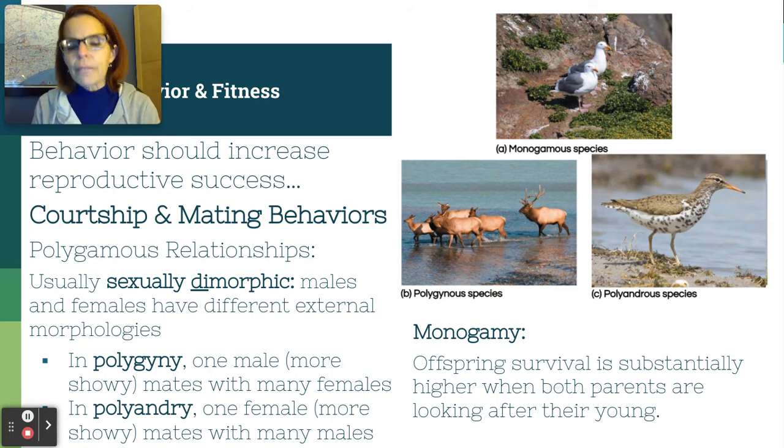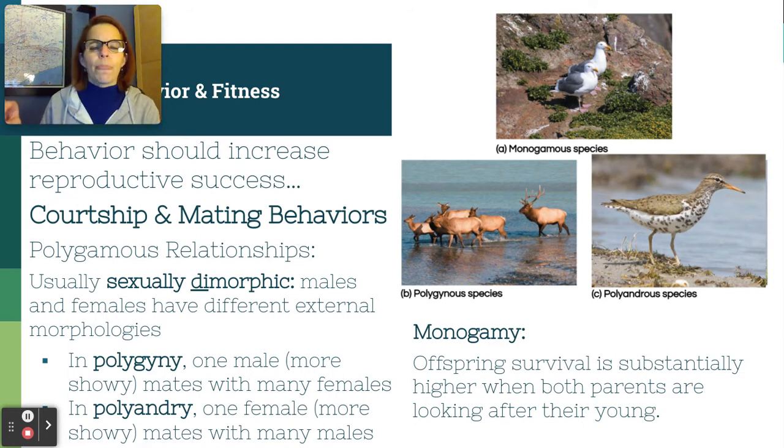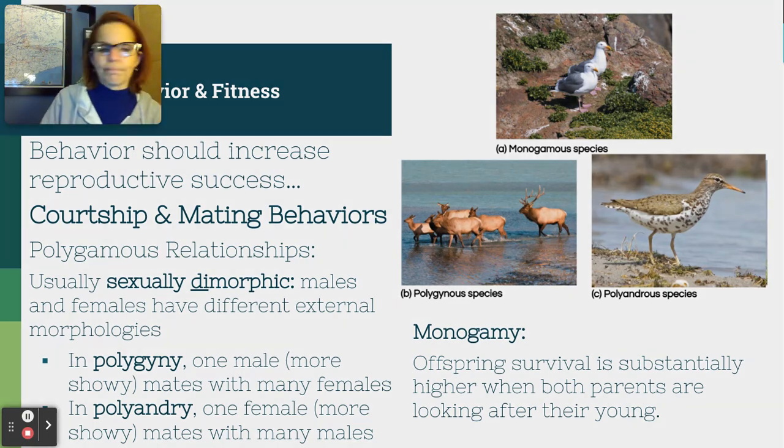So it's called monogamy, and the offspring survival is substantially higher when both parents are looking after their young. So what are the benefits and the disadvantages of each type? And it depends on the environment. What is the most beneficial for that particular species? Is it better to be monogamous? Is it better to be polyandrous? Is it better to be polygynous?